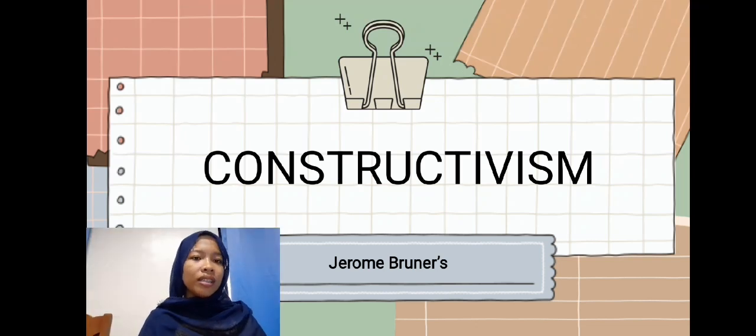Good day everyone. Today we will be discussing Bruner's constructivism theory. We are done discussing the constructivism theory, which is simply the construction of knowledge, where learning is active rather than passive. Today we will be discussing Bruner's constructivism theory, whose proponent is named Jerome Bruner.